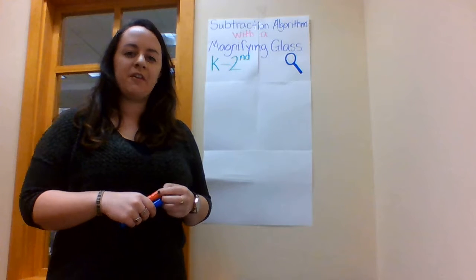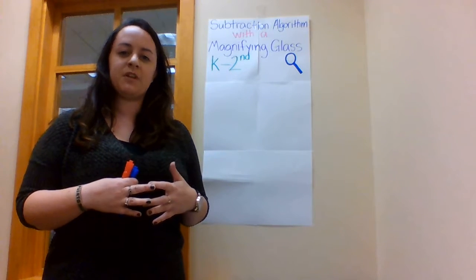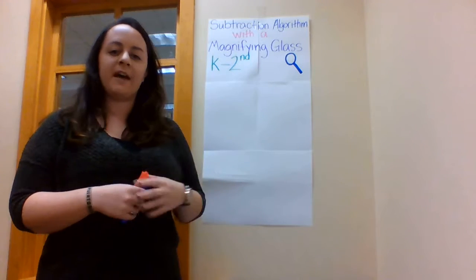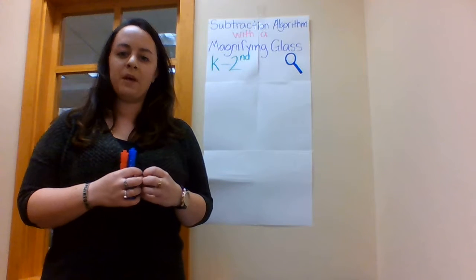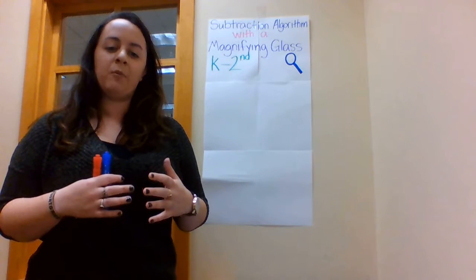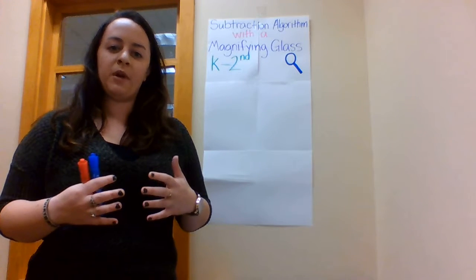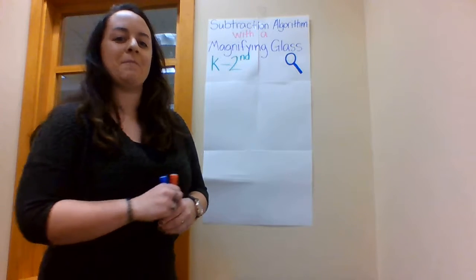Today we'll be focusing on teaching students how to subtract multi-digit numbers from each other using the magnifying glass method. This method really helps students focus in on what numbers need to be subtracted from what, and provides them a visual aid to help them really see what's going on with the numbers when they are doing the algorithm. So we're going to go ahead and jump in.